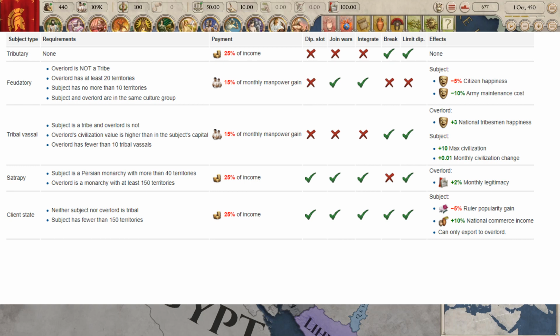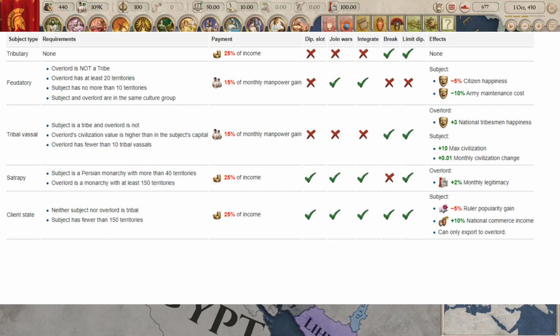The feudatory can be quite useful if you are relatively small or playing tall, because they can compensate for your lack of monthly manpower generation by providing you with that 15% of their manpower gain. Now we move on to the tribal vassal.